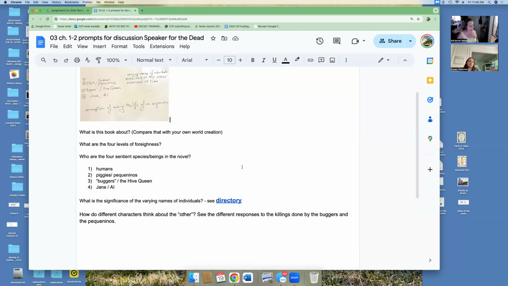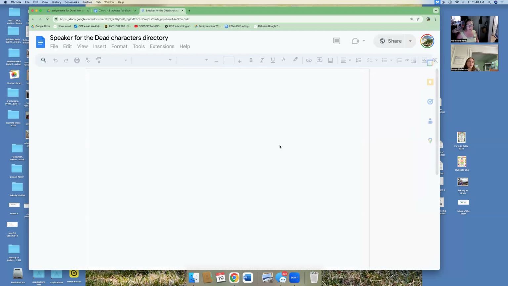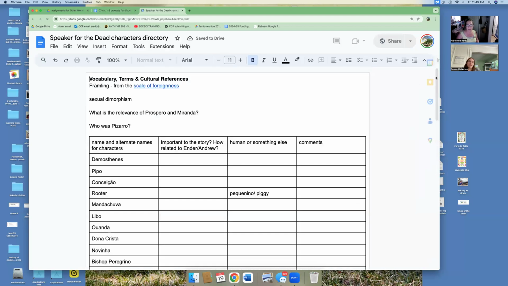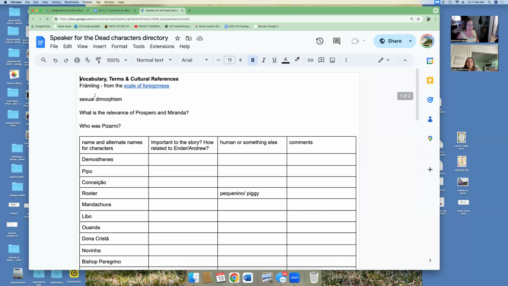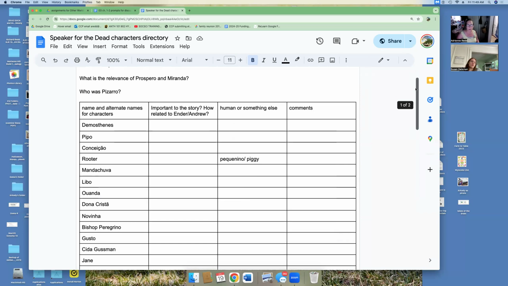And so what we were talking about yesterday was, what are the varying names of the individuals? If you click on that, you see the chart. This is not something that I'll grade you on, and these are just some other terms to know up here at the top. But it's a really good idea to think about why these characters are known by different names to different people.